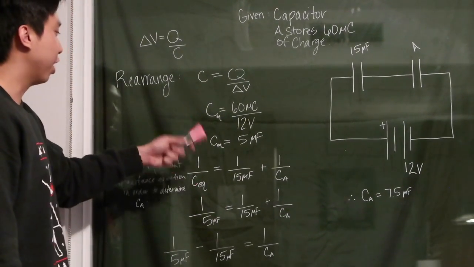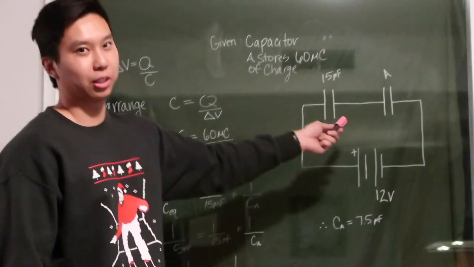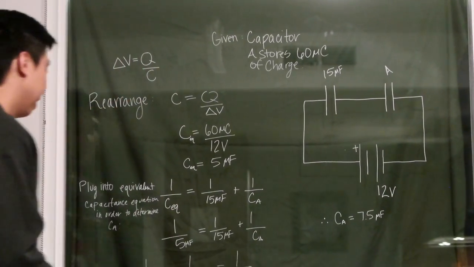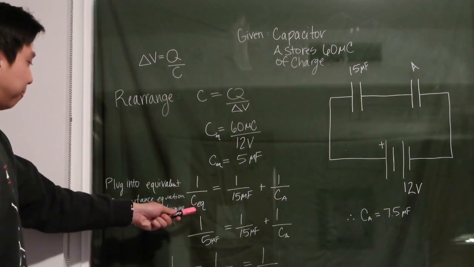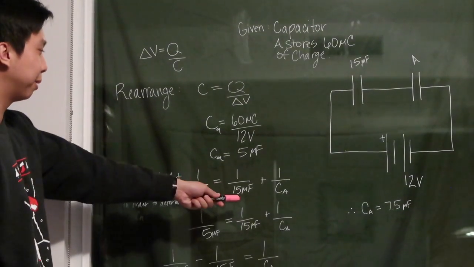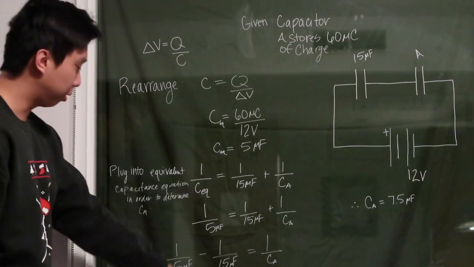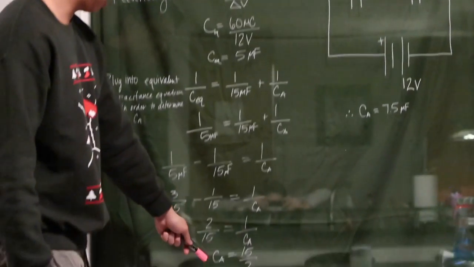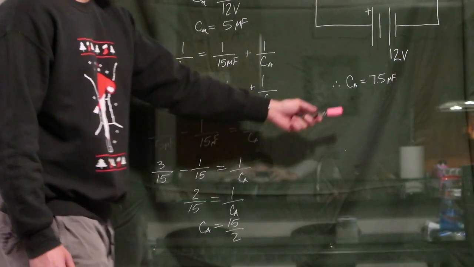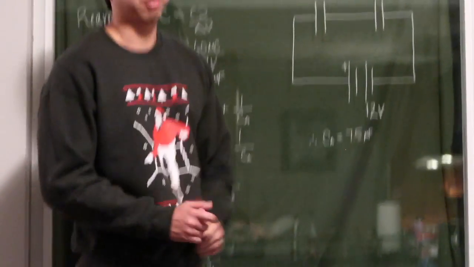And we do it under 1 because the capacitors are in series. So we put the equivalent capacitance here, and we put what we know, and we put our variable right here. And then going through the algebra, we get capacitance of A equals 15 over 2, and therefore it is 7.5 microfarads.